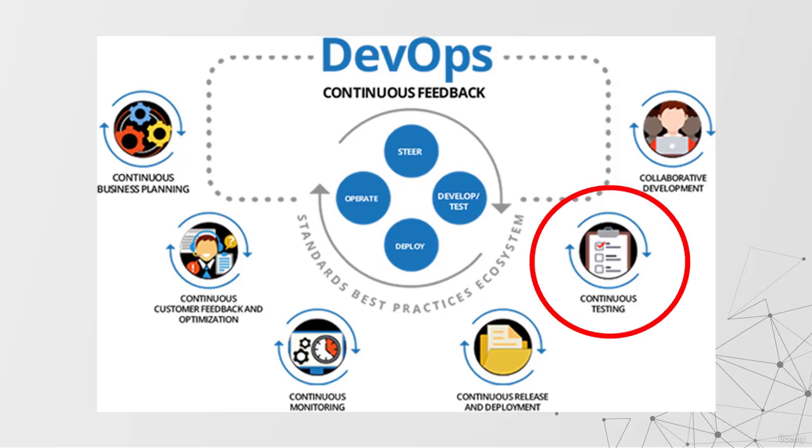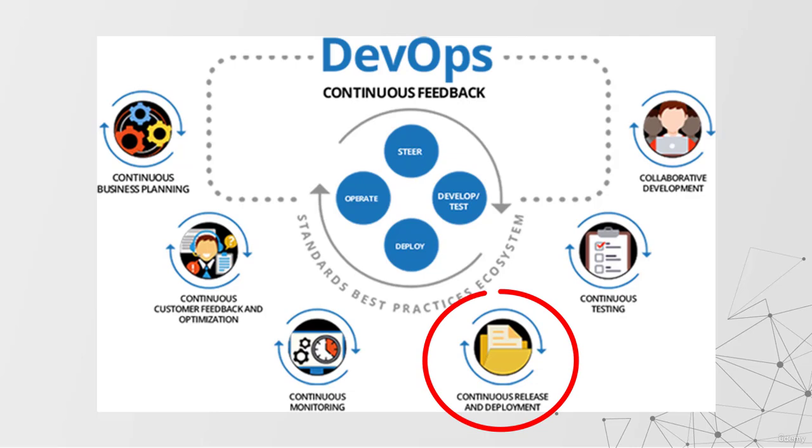Then we've got continuous testing. So instead of having a distinct testing phase, DevOps emphasizes testing throughout the development process. So the cloud plays a pivotal role here by providing automated testing tools and environments that can be spun up or down as needed.